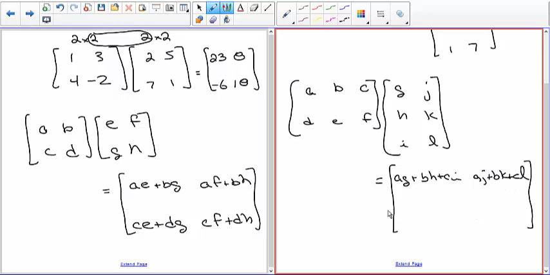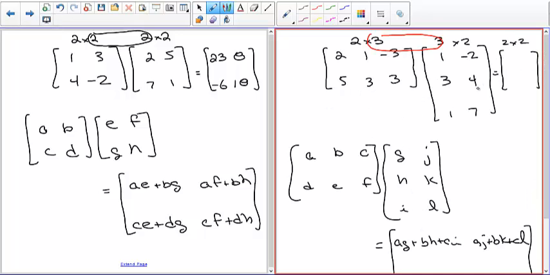Then you're going to have second row, first column. It's going to be DG plus EH plus FI. And then second row, second column, it's going to be DJ plus EK plus FL. Okay, so that's the things that we're going to do to get the result. So now I'm going to do this.